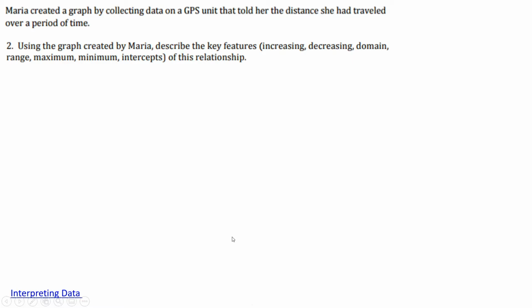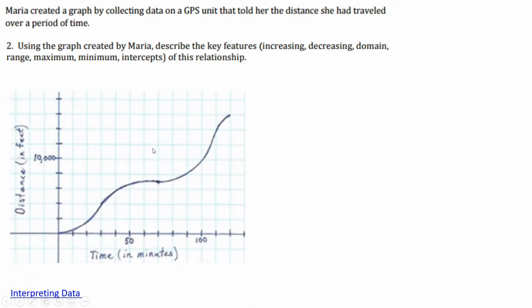Okay, so Maria created a graph by collecting data on a GPS unit. Wow, she's floating down the river on an inner tube with a GPS unit. That's pretty amazing. That told her the distance she had traveled over a period of time. So number 2, using the graph created by Maria, describe the key features, increasing, decreasing, domain, range, maximum, minimum, intercepts of this relationship. So first we need Maria's graph, and there it is.